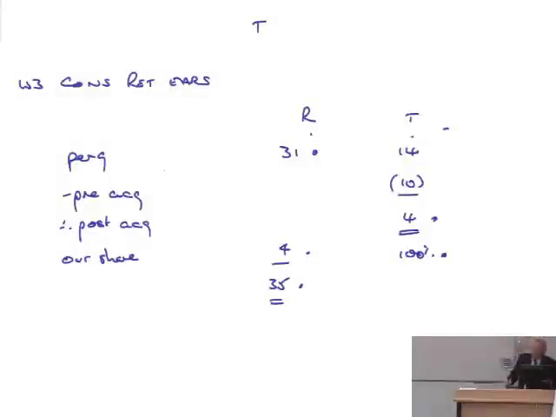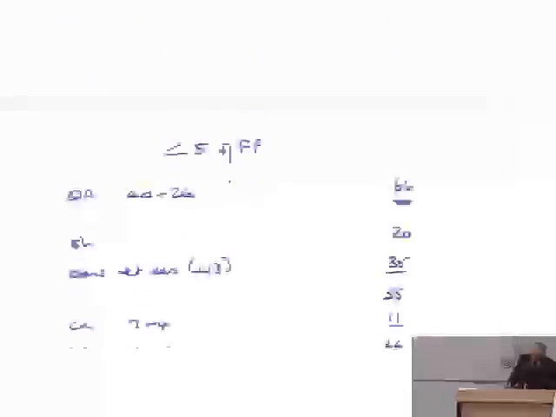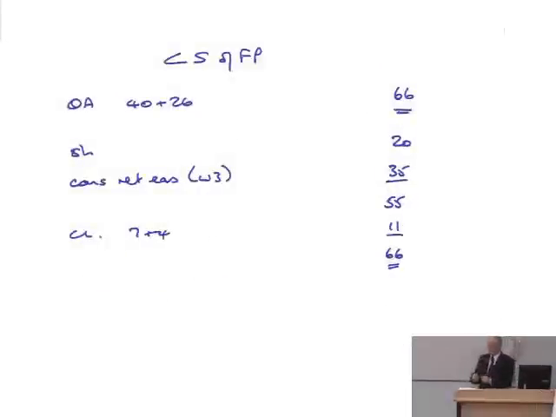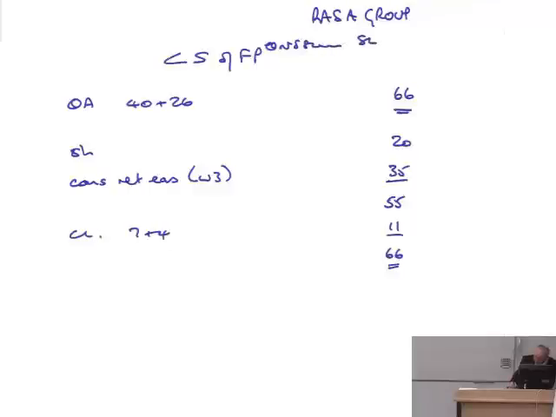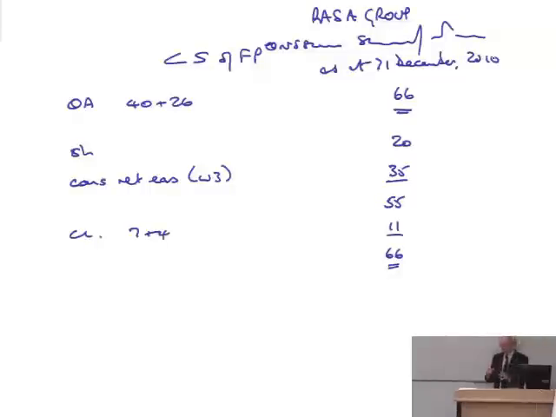A question when I was taught, when I went on courses, a question might say you were required to prepare the consolidated statement of financial position of the RASA Group as at 31st December 2010. And my tutor said there are marks specifically available for writing this out, for writing RASA Group consolidated statement of financial position as at 31st December 2010. There were marks. There were when I was a student, but there aren't now.